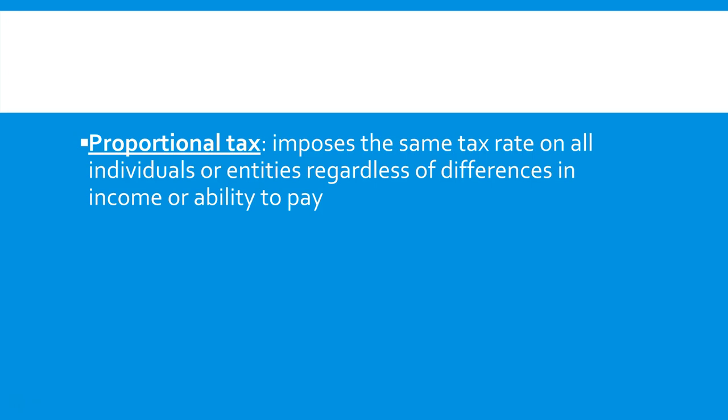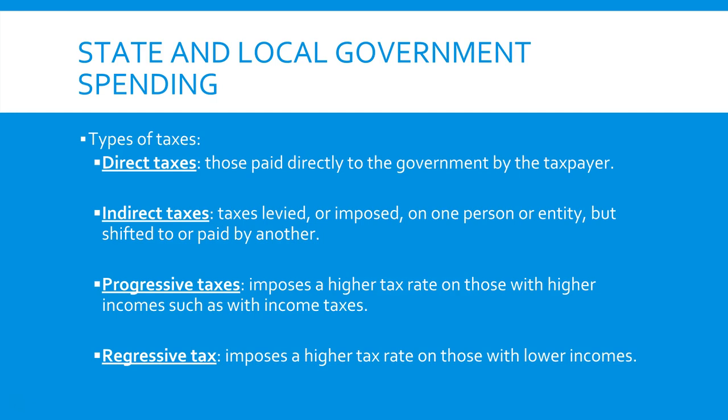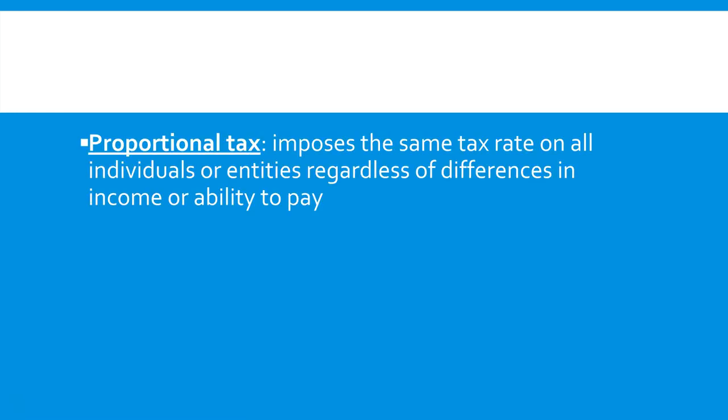Next, we have proportional tax, and that imposes the same tax rate on all individuals or entities regardless of difference in income or ability to pay. So that would be like your sales tax. So if we go back to look at that definition, sales tax would be considered an indirect proportional tax. Okay?